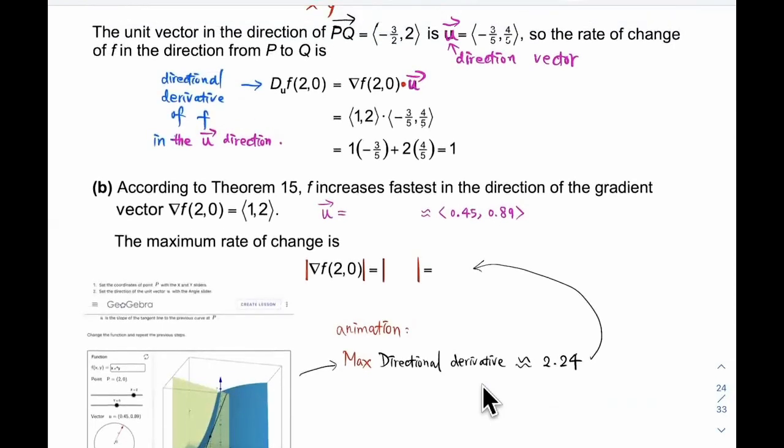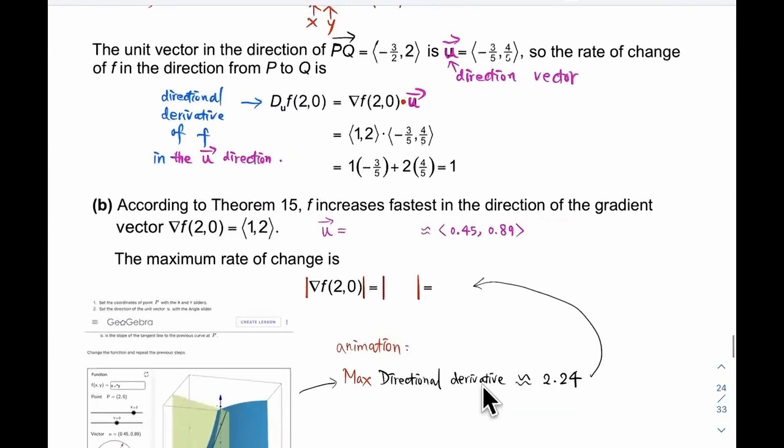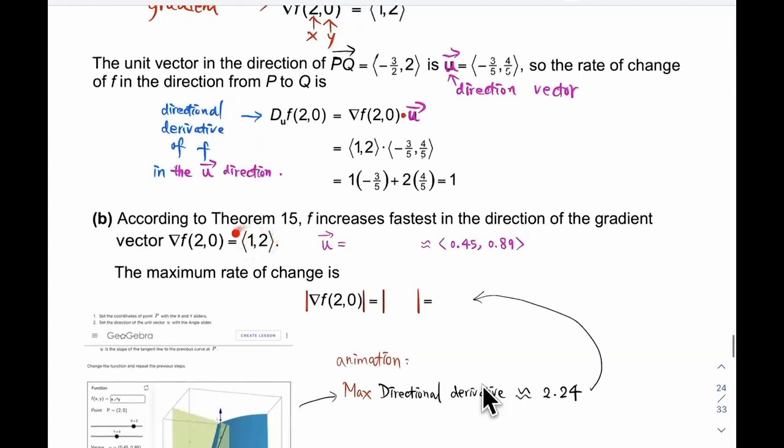If you want to have the maximum rate of change, the maximum directional derivative, then the direction has to be in what direction? In the direction of the gradient, right? We found the gradient. That's the gradient at this point. If the direction is in this direction, then the directional derivative will be maximized.